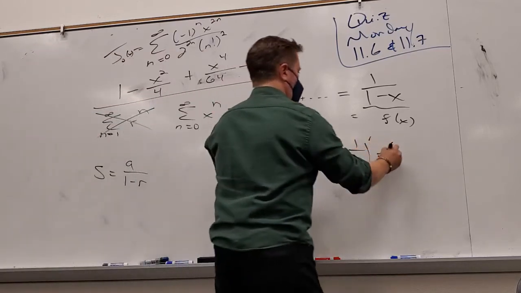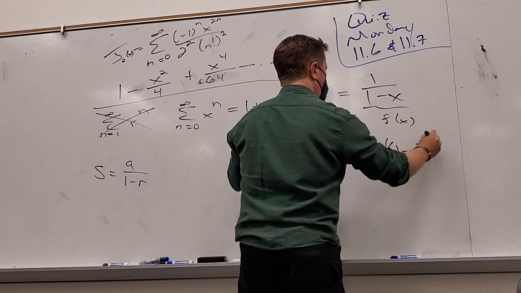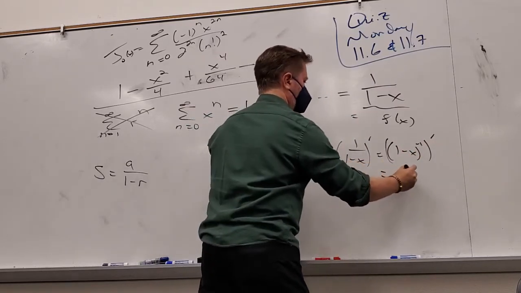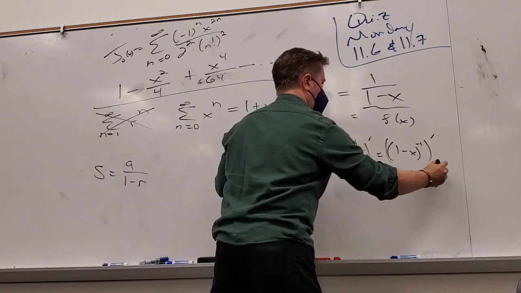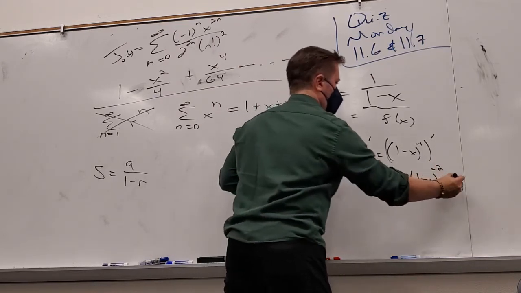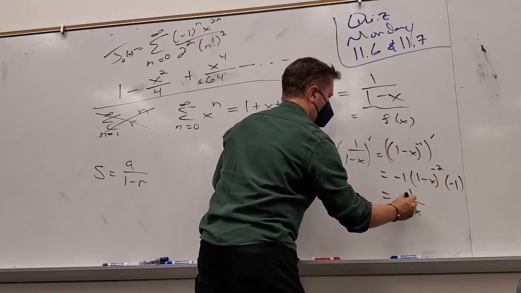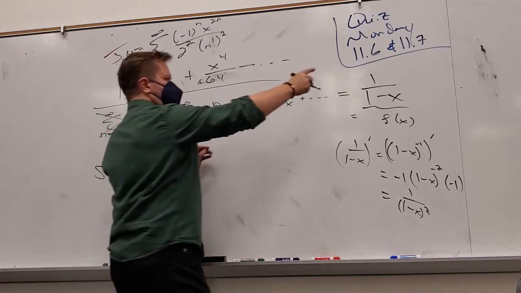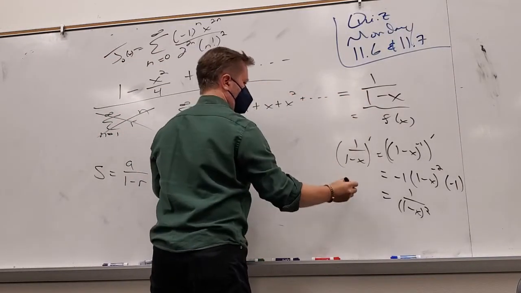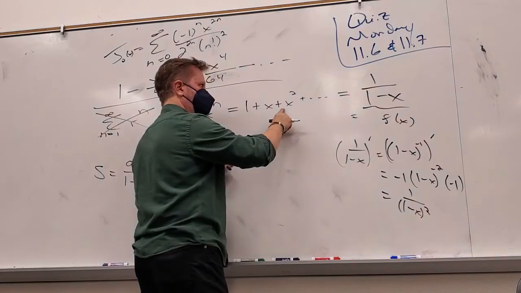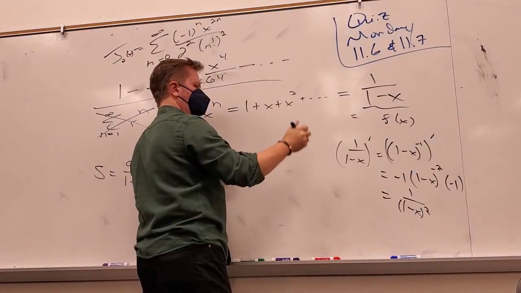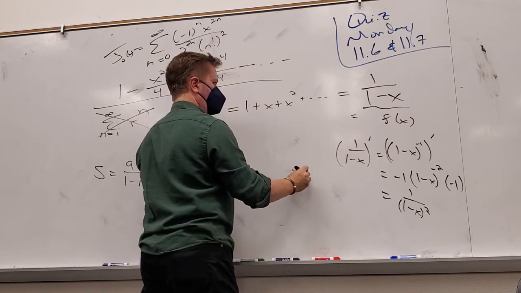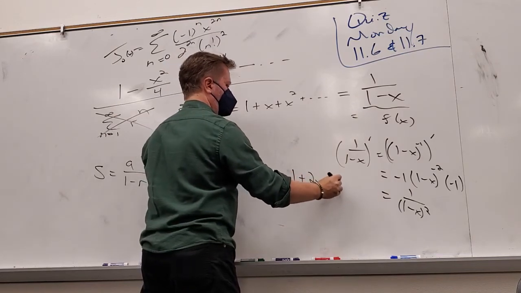So let's write this a little bit differently. Negative 1 times 1 minus x to the negative 1. There we go. So the derivative is 1 over 1 minus x squared, right? Well, if I took the derivative of this side, can't I take the derivative of this side? What's the derivative of this side? 0 plus 1 plus 2x plus 3x squared plus 4x cubed, etc., etc.